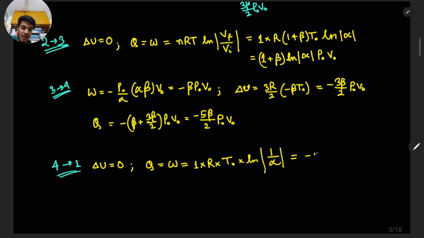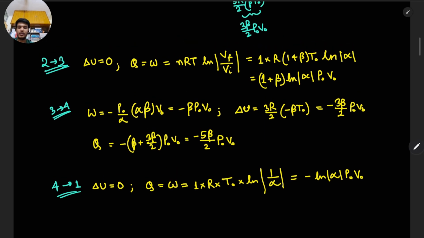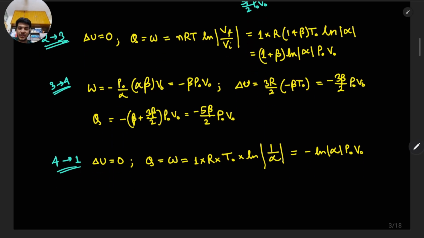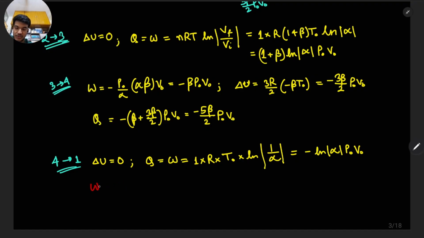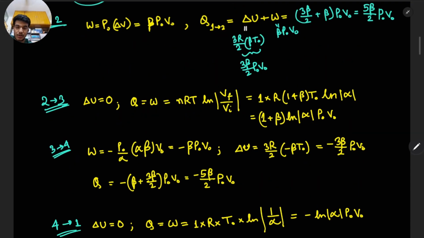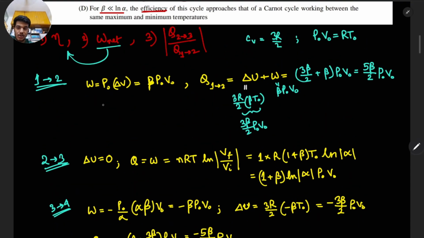So it is minus R T0, which is again P0 V0. So minus ln alpha P0 V0. So this is my total stuff. From here, 3 things you can find out. What is W net? Adding all the work done from each and every process.